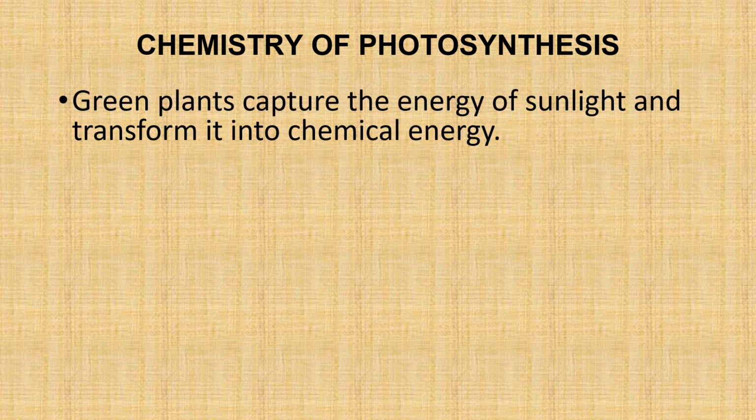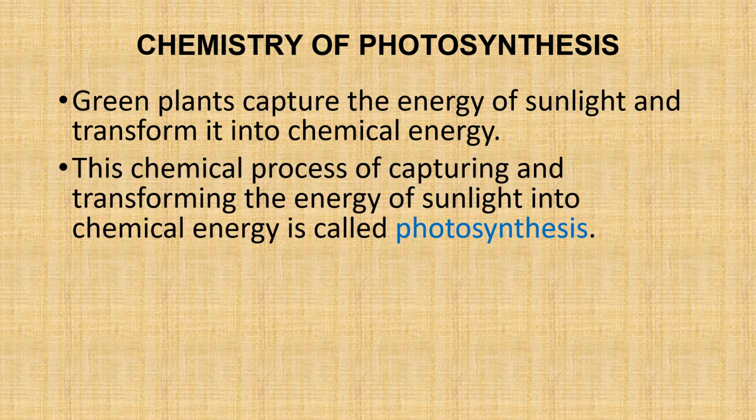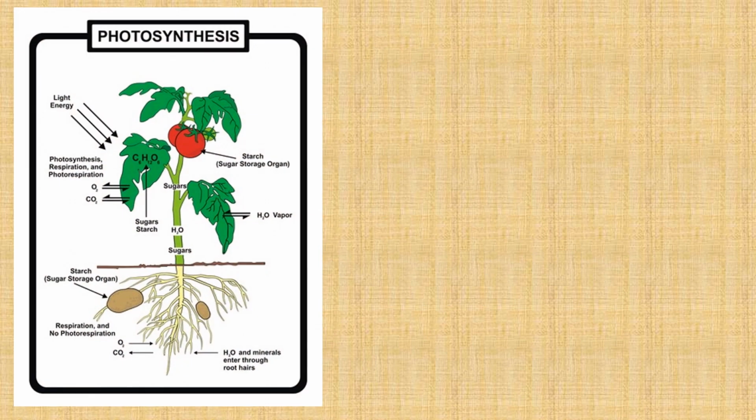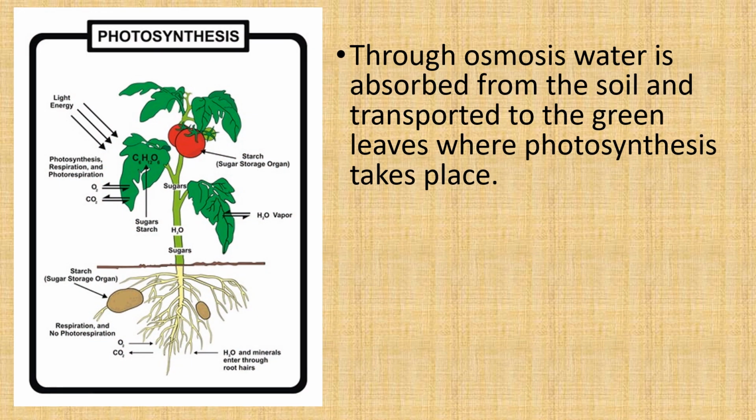Chemistry of photosynthesis. Green plants capture the energy of sunlight and transform it into chemical energy. This chemical process of capturing and transforming the energy of sunlight into chemical energy is called photosynthesis. This is the mechanism through which plants manufacture their own food by using water, carbon dioxide, and sunlight absorbed by chlorophyll. Through osmosis, water is absorbed from the soil and transported to the green leaves where photosynthesis takes place.